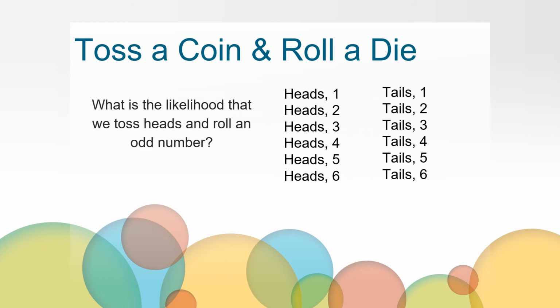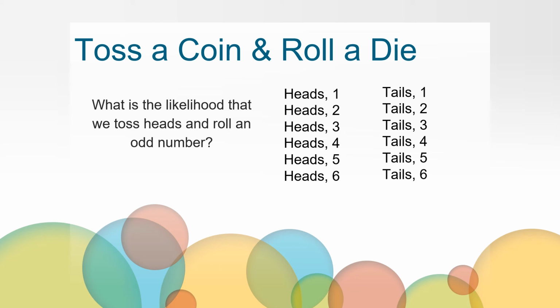What is the likelihood that we toss heads and roll an even number? So now we need to look only at the heads column and then pick the numbers that are odd. What numbers are odd? 1, 3, and 5. So there are 3 possible outcomes that include heads and an odd number.